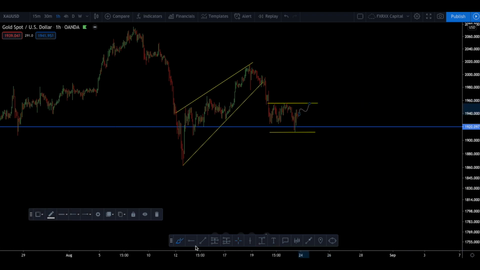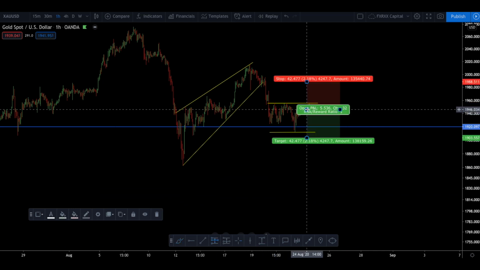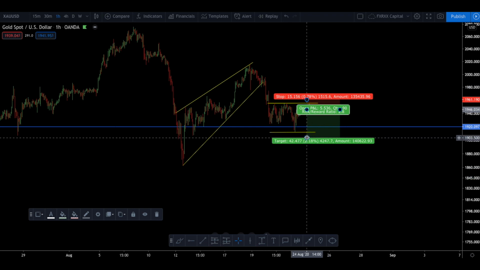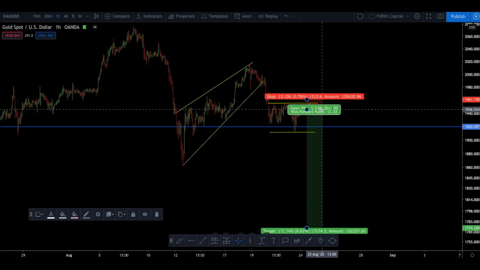Price around here, I set my entry order, set my alert. After 1 hour retracement candle, I will sell off from here.